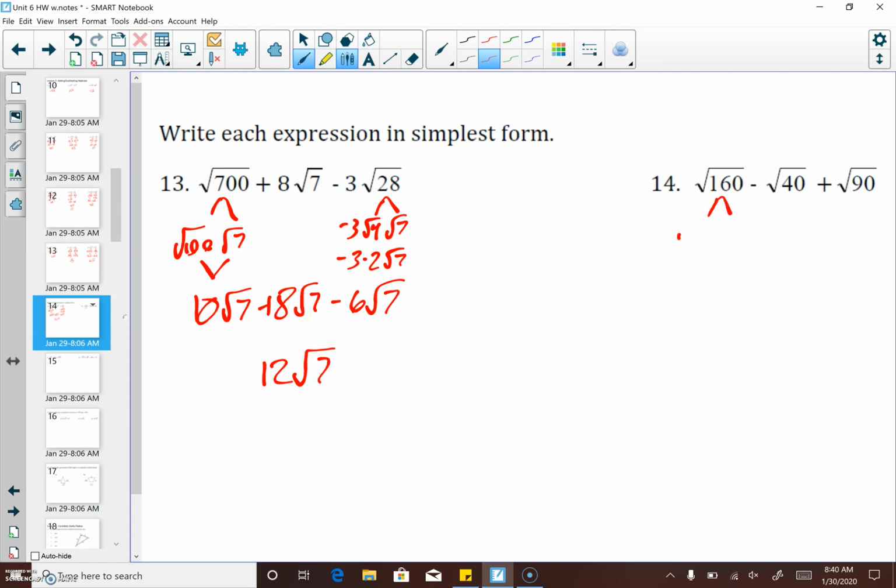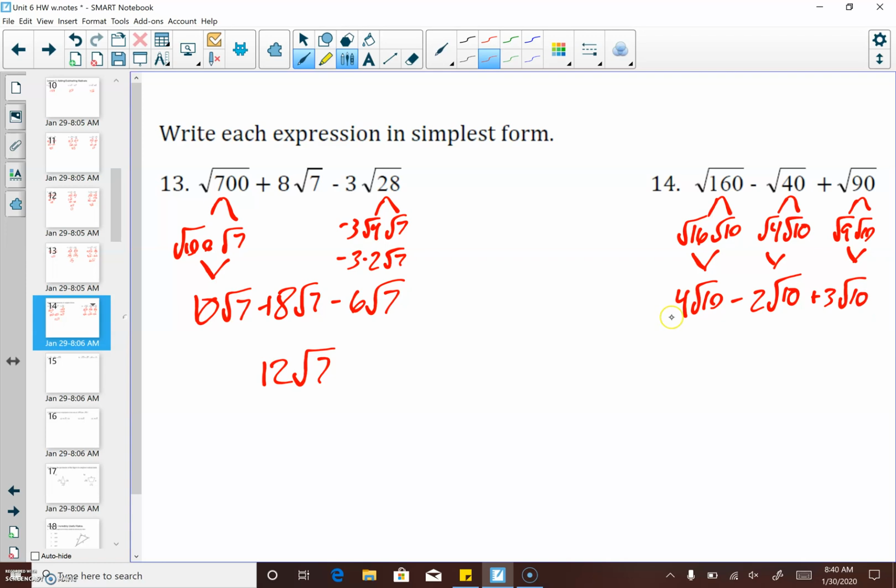For the 160, we are going to be square root 16 times square root 10, which gives us 4 square root 10. For the 40, we're going to be square root 4 times square root 10, so that's going to be minus 2 square root 10. And for the 90, we're going to be square root 9 and square root 10, which gives us plus 3 square root 10. So all our radicals are the same. 4 minus 2 is 2, plus 3 is 5 square root 10.